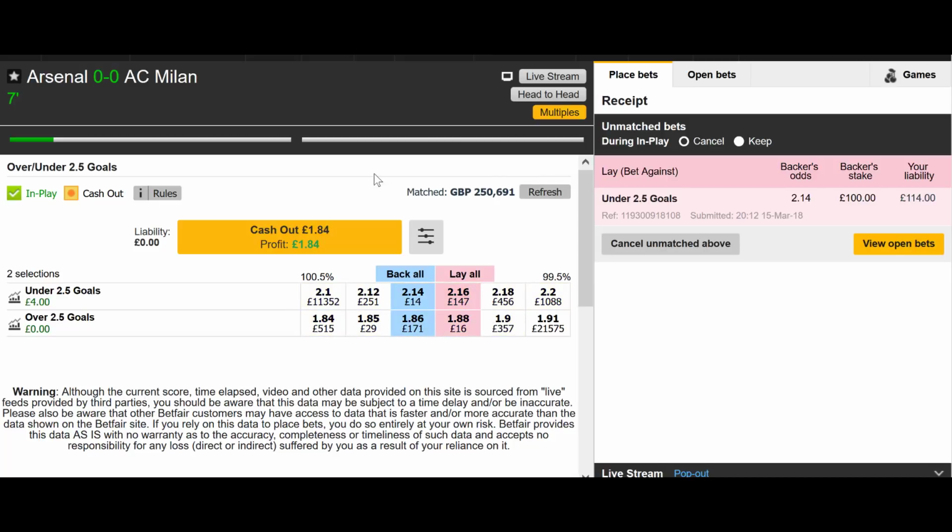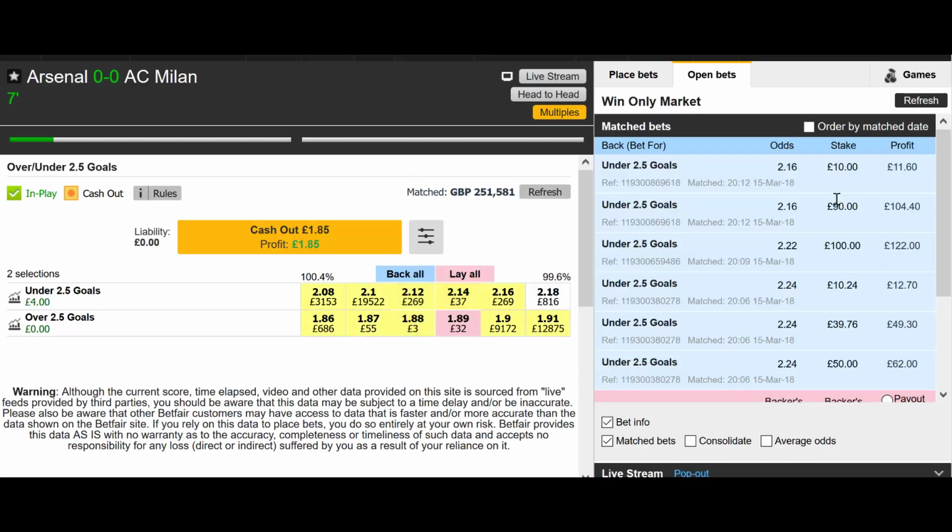I would also say if you do want to scalp under 2.5 goals, you do want to use very up-to-date pictures. I'm actually watching this on an iPad, so it's a little bit behind what would even be live on the TV, and even on the TV can be quite delayed sometimes as well. So if you are going to scalp, it's not easy. It's definitely not easy. But you saw there how quickly we got in and out of the market.